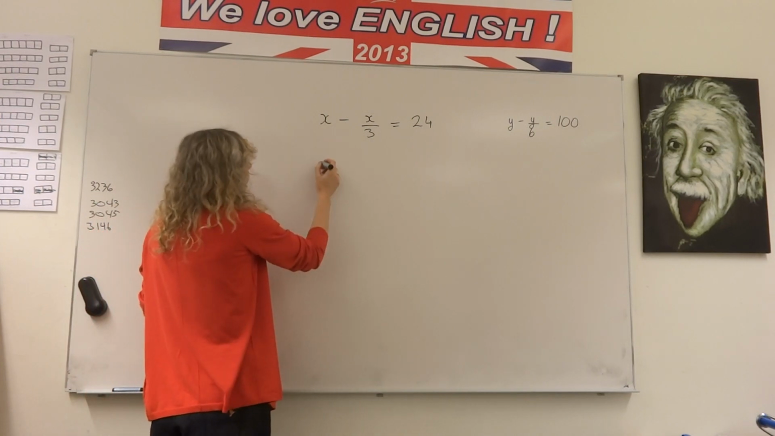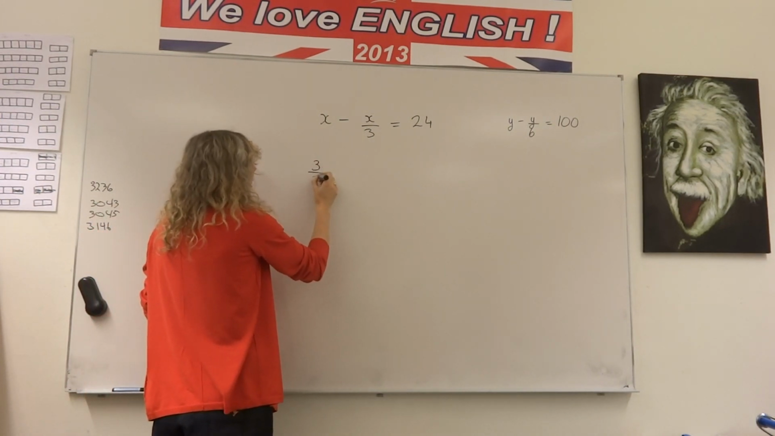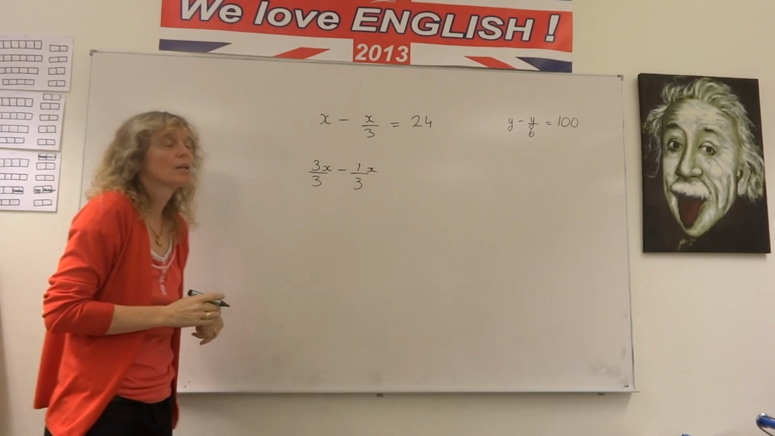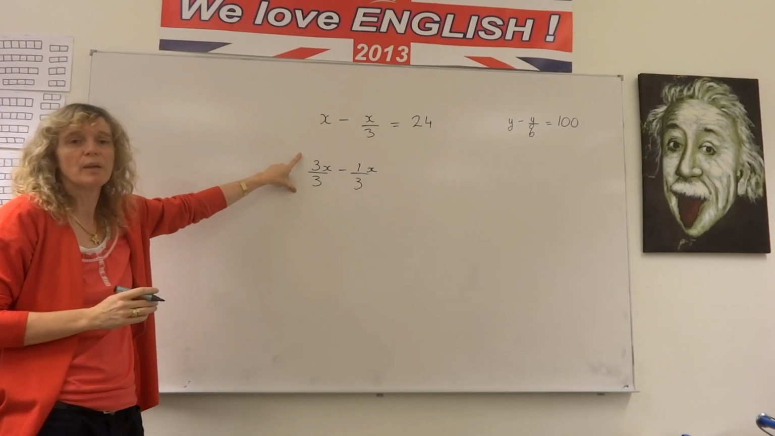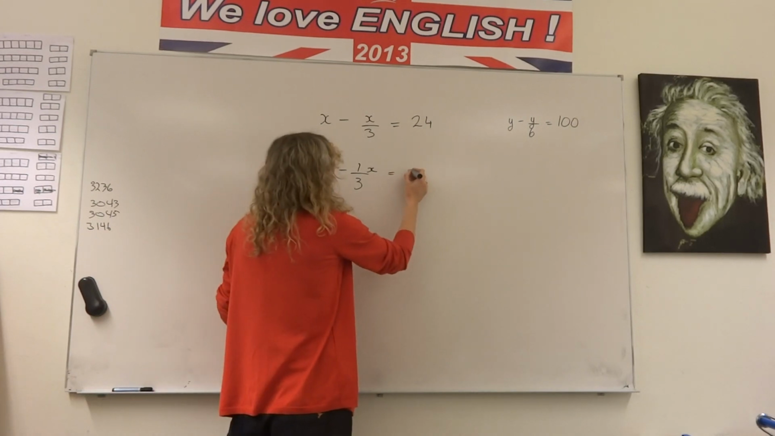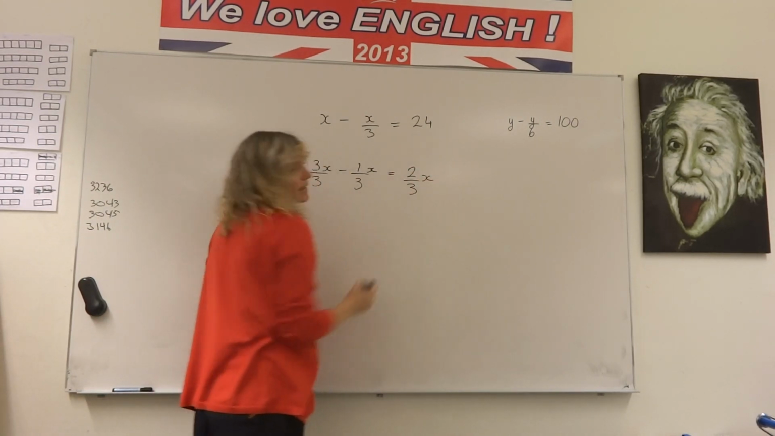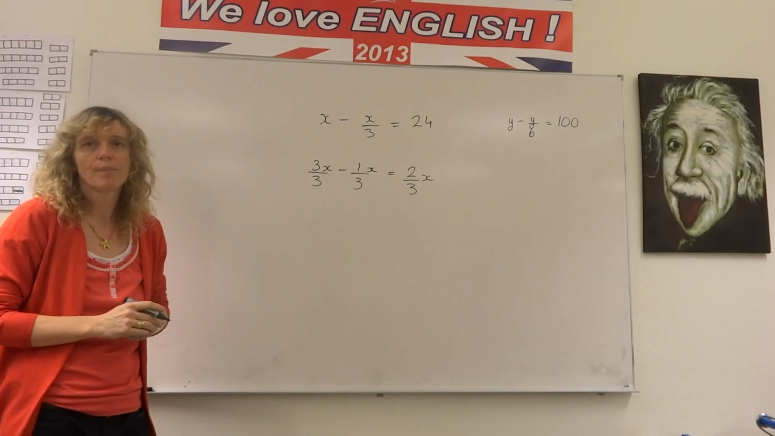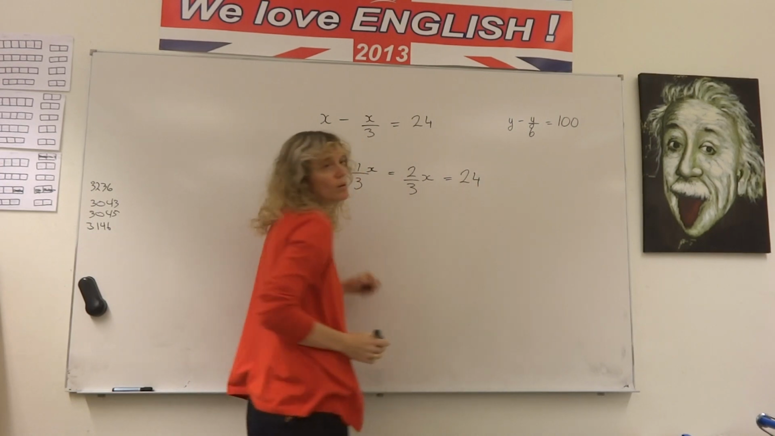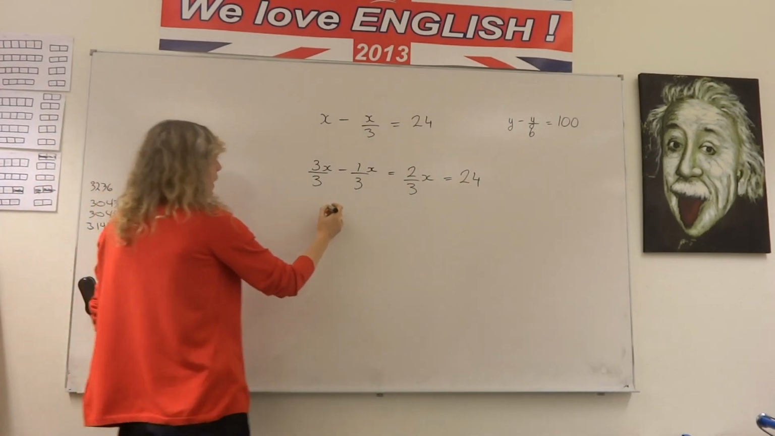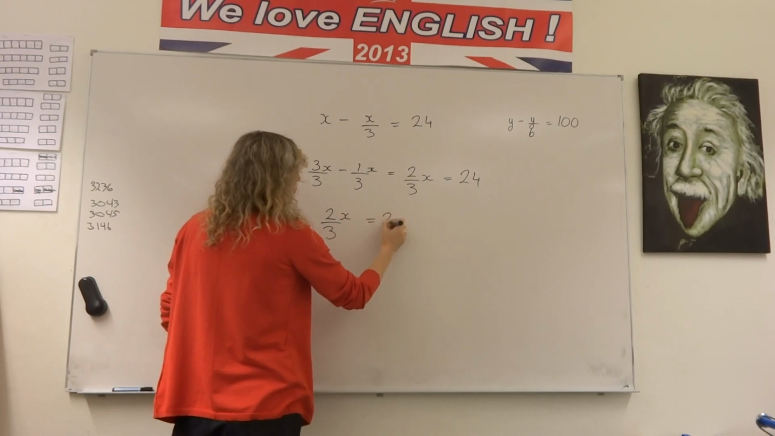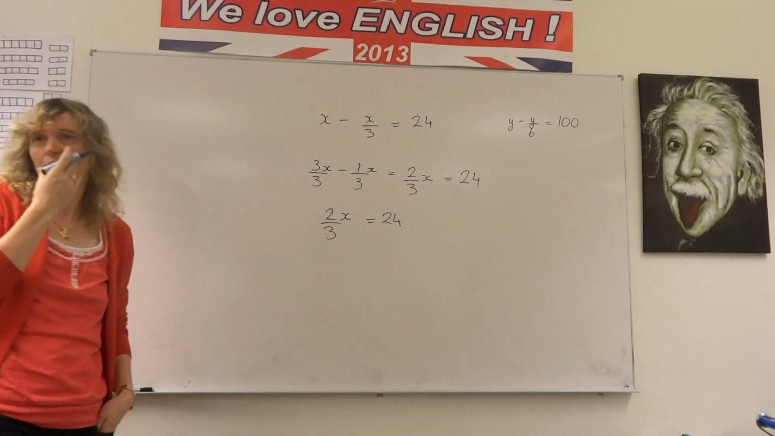Well, x, the whole of x, is really the same as 3/3 of x. So the whole of x could be thought of as being 3/3 minus 1/3 of x. So what we get here is 2/3 of x if we subtract 1/3 away. But we know that 2/3 of x equals 24. So if we'd like to get x by itself, we now have a new equation: 2/3 of x equals 24. What will x equal?